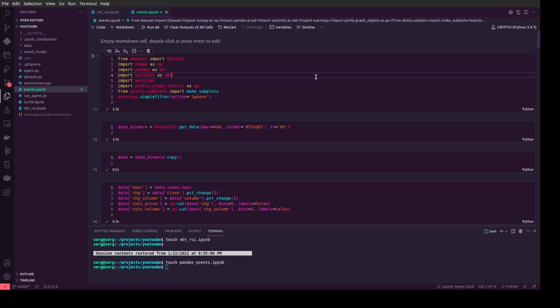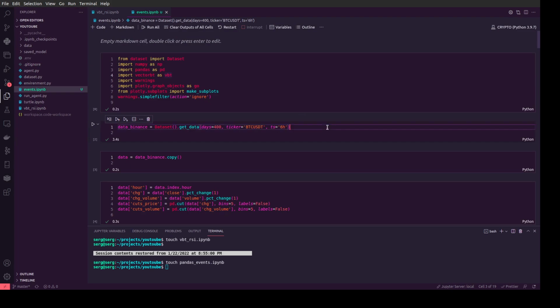So let's import the libraries. We import a dataset class, with which we could get data from Binance. We also import NumPy to find some events, and we use vectorbt to calculate statistics and make some backtests, and we also use Plotly to build beautiful charts.